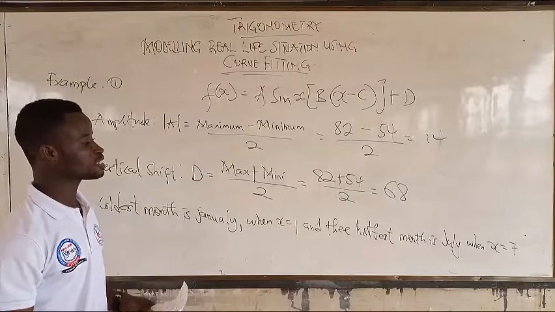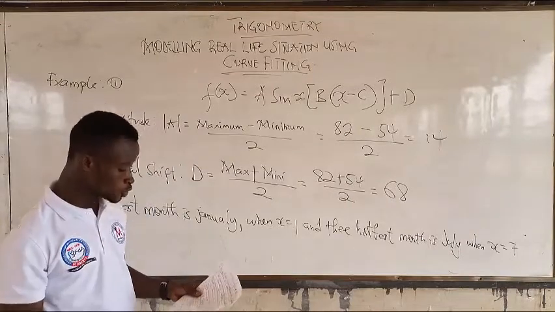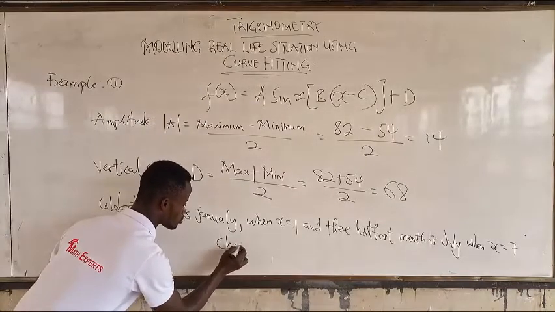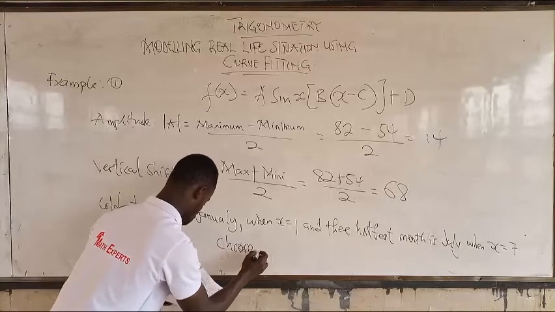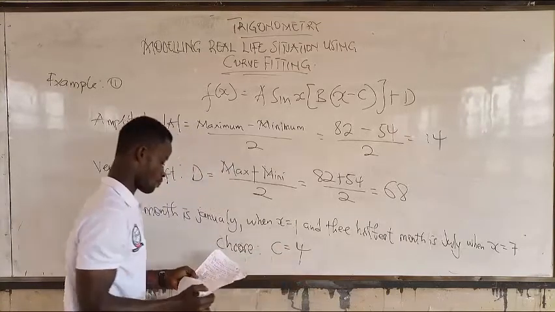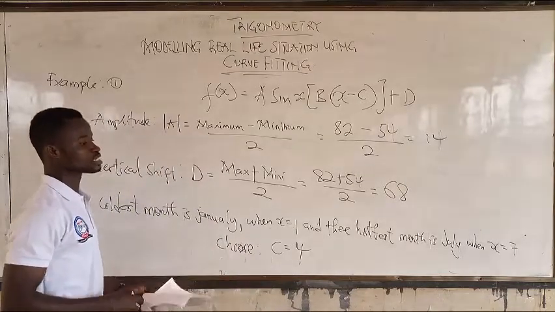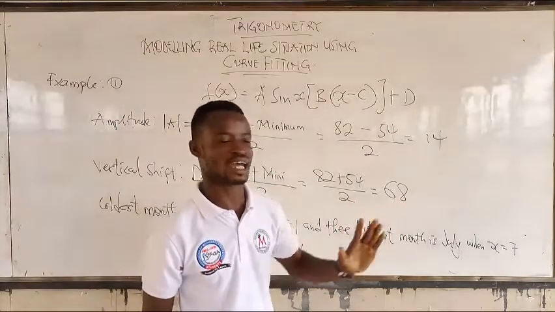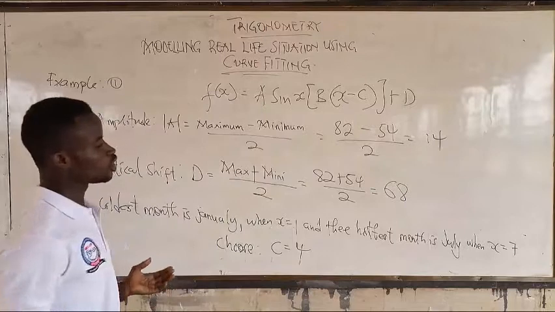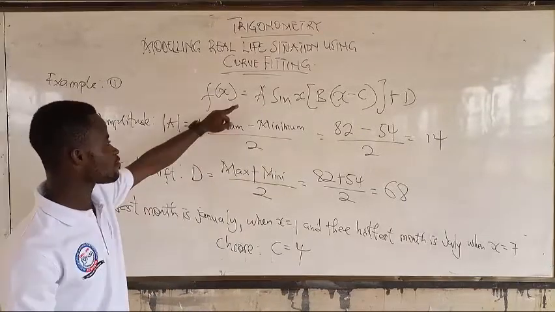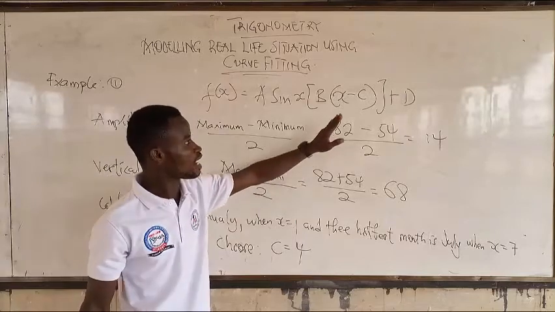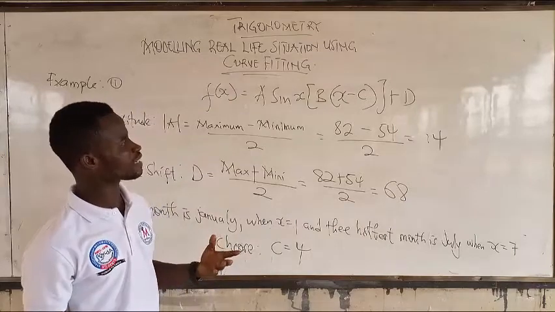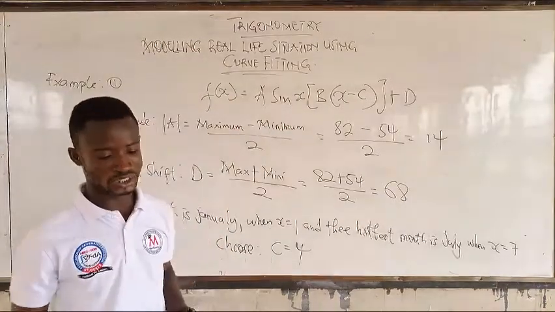Now, with this, it means that we can approximately choose our C to be equal to 4. That is approximately, and that is representing the horizontal shift. Very good. So now what is the next one? We have our amplitude. We have our C, which is the horizontal shift. We have our D, which is the vertical shift. We are left with B, which is the period.